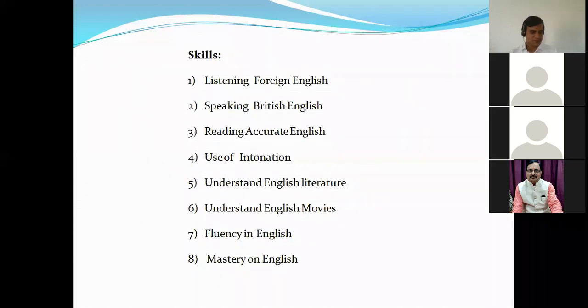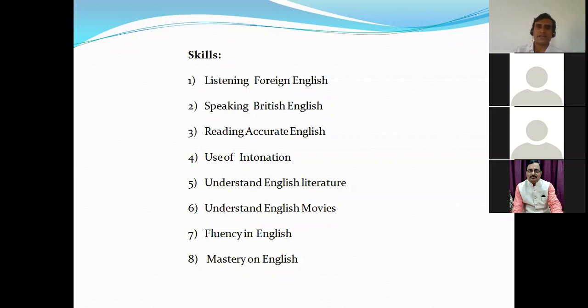So what are we going to study with the help of English phonology? There is a magic question in our mind. We can develop our listening skill. We can develop our speaking skill, spoken English. We can read English accurately with the help of the intonation and stress that I introduce to you. We can use intonation effectively while speaking. We can understand English literature in a better way with the help of pronunciation, listening, and speaking.